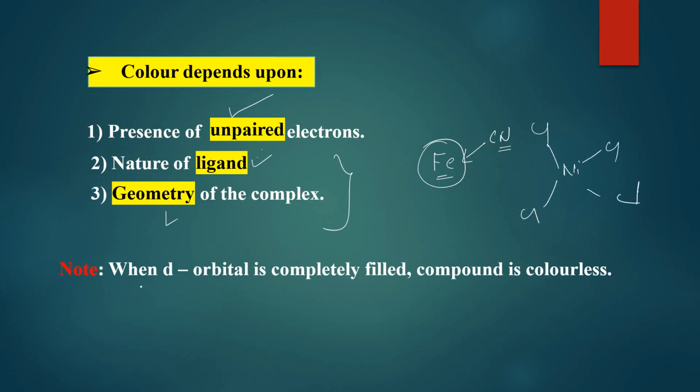And most importantly, we have to understand that when the d orbital is completely filled, the compound is colorless. That is why zinc is colorless. What is its electronic configuration? 3d10 4s2. Zinc is colorless because the d orbital is completely filled.